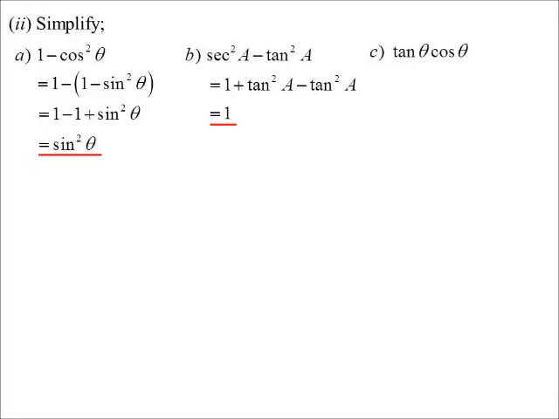Tan theta cos theta. Hang on, there's no squares there. So when I see something like that, I start to think, well, maybe I'm not going to use one of the trig identities. Maybe I'm going to use that relationship that tan theta is sine on cos. So if tan is sine on cos, the coses cancel, and we end up with sine theta.